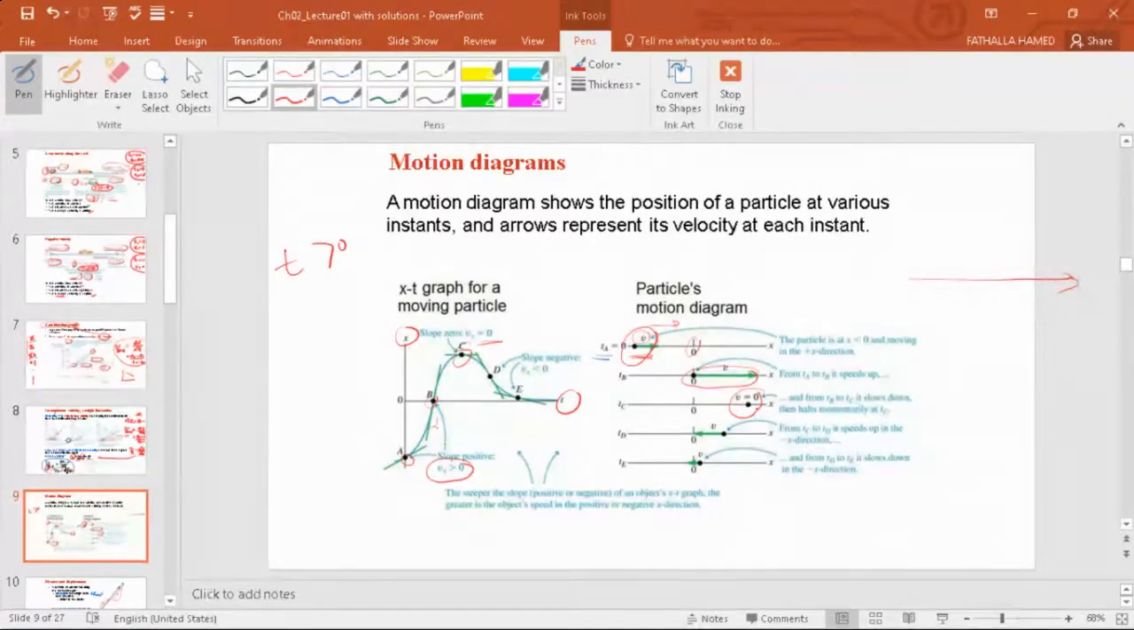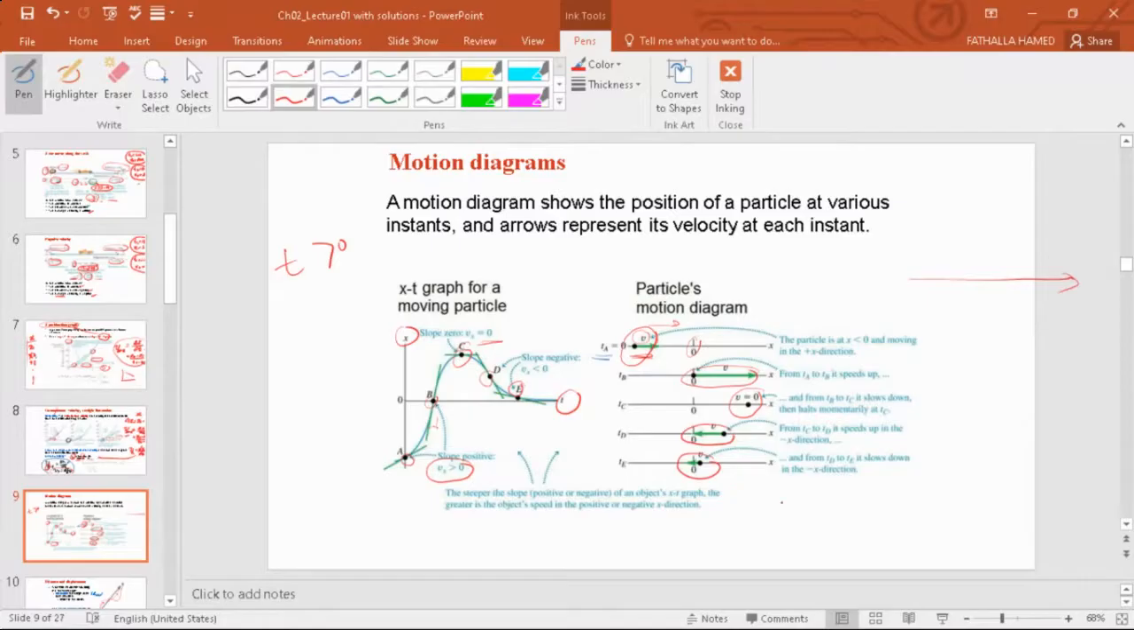Now we come to point D, and the slope of this line is now negative. It's pointing toward the negative x-axis. And that's why here you calculate the slope, but your vector is now pointing toward the negative x-axis. And when you come to point E, the same thing. Your slope is negative, but it is smaller than this one, and that's why you have a smaller length for the vector here. And that's your motion diagram now.